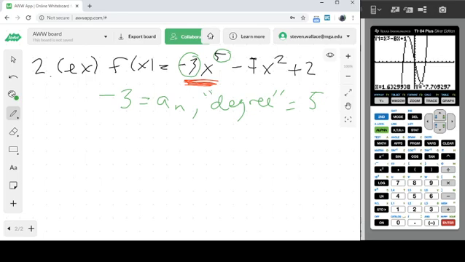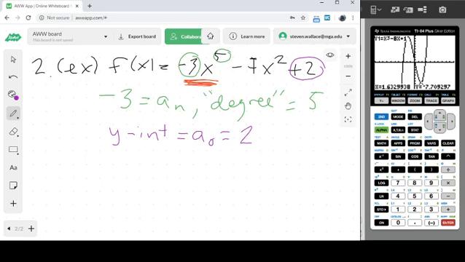Okay, the 2 here is the constant coefficient, and it turns out that that's the y-intercept. Right? So a sub 0, or the coefficient in front of x to the 0, that's going to be our y-intercept for a polynomial function written like that.